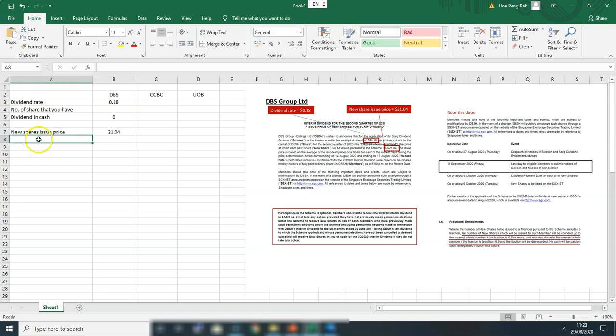And of course, the next thing that you want to know is the number of shares that you will be entitled to. And as we know, the number of entitled shares will be the dividend in cash divided by the new share price. And this can be calculated mathematically based on this number divided by this. And we use the function of Excel to carry out the number of shares that we are entitled to.